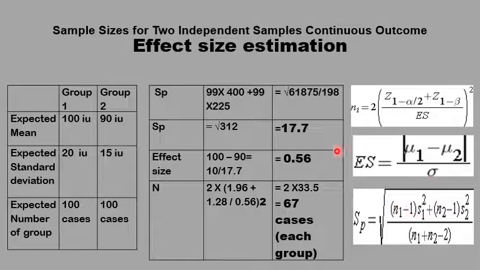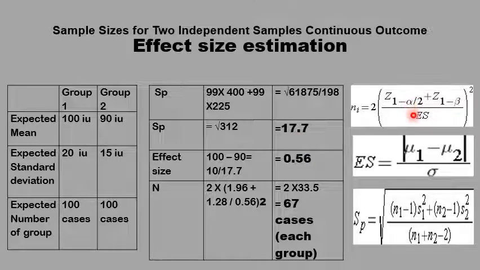So you take the 17.7, which is the expected pooled standard deviation, put it into this equation, minus the mean. The expected mean for group 1 is 100 and the expected mean for group 2 is 90. So the difference is 10 divided by 17.7, and this will give you 0.56. So that would be the expected effect size.